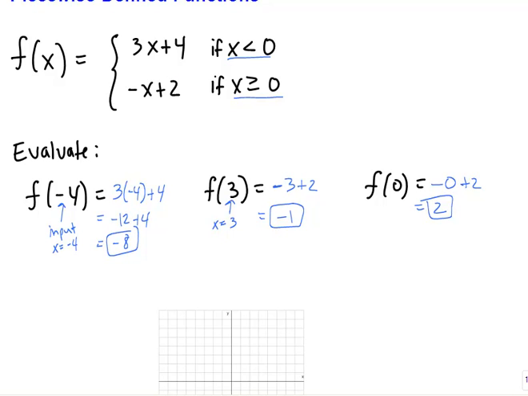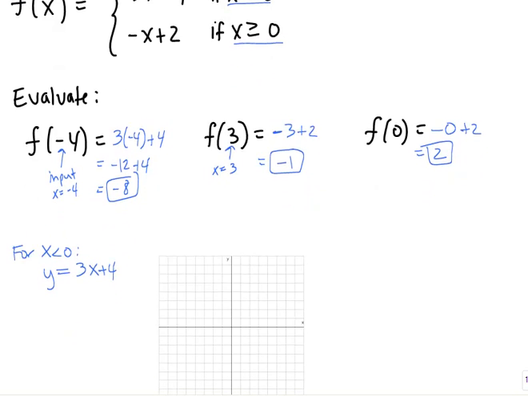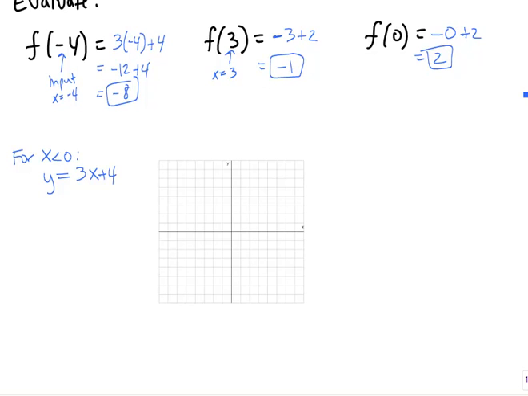And this is how I like to do it. This is the rule for x less than 0. And when x is less than 0, we're supposed to use the rule f of x equals 3x plus 4. Well, remember, f of x is the same as y, so this is really like the equation y equals 3x plus 4. And you should know how to graph that because that's just a line.